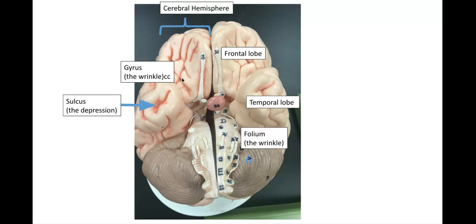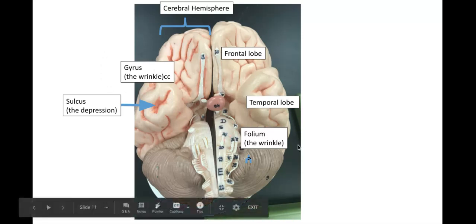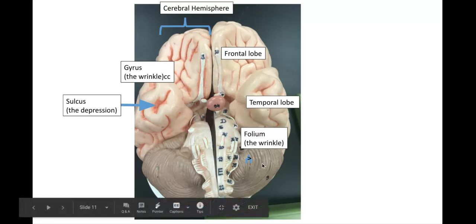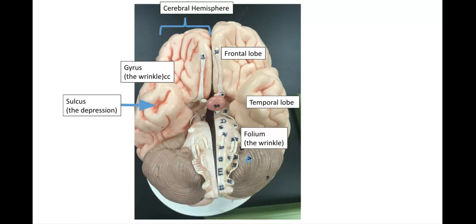The wrinkles, again, are gyrus. The depression is sulcus. In this front part is the frontal lobe. The back part, that's kind of hard to see, is the occipital lobe. This is our temporal lobe, and then the parietal lobe that you can't really see very well from this angle. If we look at our cerebellum, we see that it also has bends and folds, but it has a special name. It's called folia or folium, again, depending on if it's singular or plural.